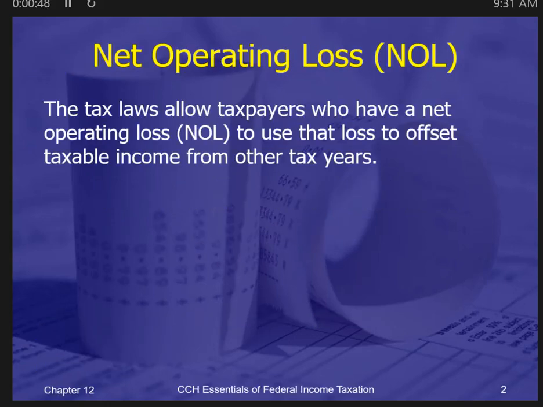NOL is net operating loss. Typically, the tax law says whatever happens in 1 year stays in that year, meaning deductions, income, everything is treated as if there is a wall on December 31st and January 1st that keeps everything that has to do with that year in that year. But there is this exception, and that is to try to give taxpayers a break that suffer some pretty severe financial setbacks.